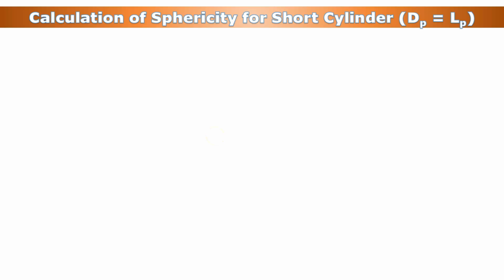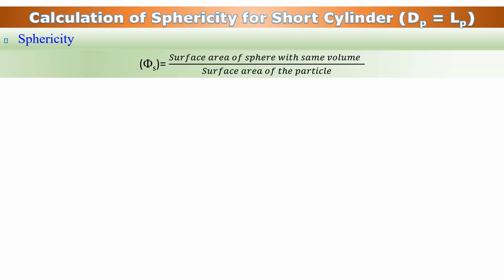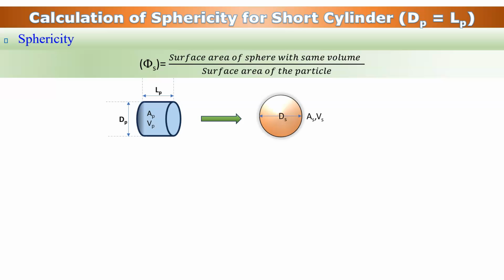I'll show you what the sphericity will be for a short cylinder. Now we know the sphericity definition: surface area of the sphere with the same volume divided by the surface area of the particle. Here is that short cylinder. In that short cylinder, the diameter of the particle is equal to the length of the particle. So the diameter and length are given. Now we have to convert this cylindrical particle to a sphere and calculate what the diameter of the sphere will be.